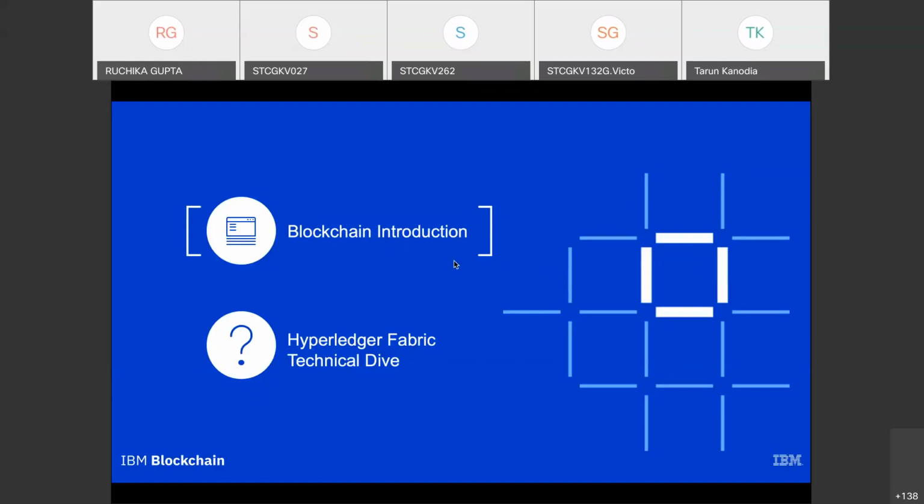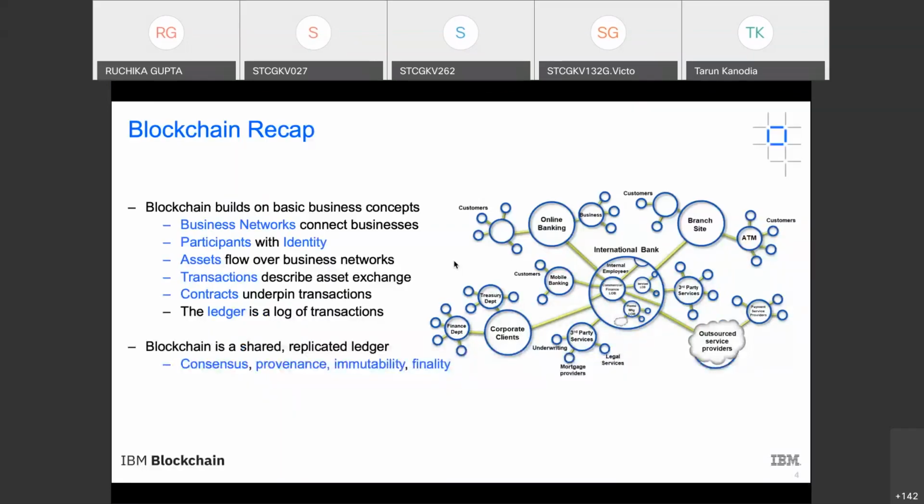So just a brief on what is blockchain, so that we have a story set in place, a brief introduction on the blockchain, and then we would be looking at the Fabric technical dive. I think all of you now would be aware of what a blockchain is and what it is built up of, like what are the basic building blocks when you talk about blockchain technology. When we talk about a blockchain implementation which would fit into our business world, then we need to have a business network.